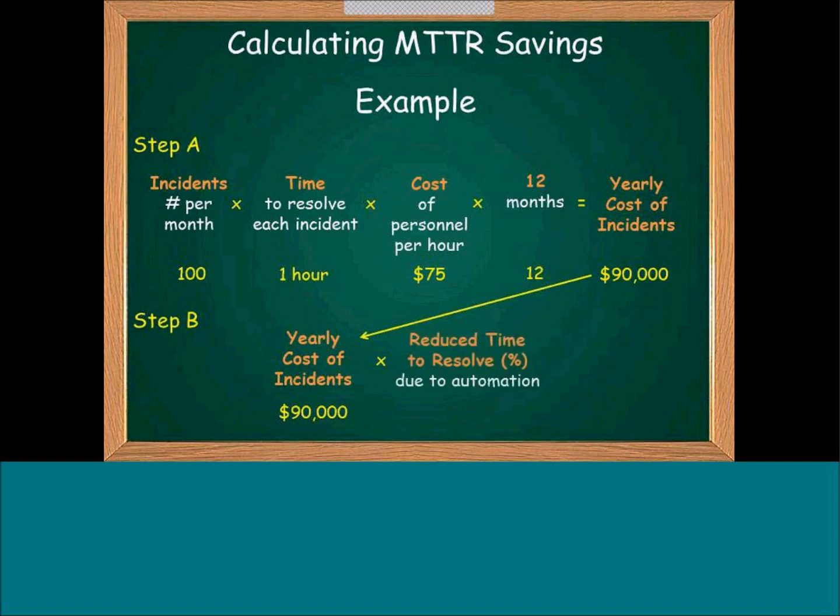We take that and we plug it into step B as our yearly cost of incidents, and we multiply that by the reduced time to resolve as a percentage due to IT process automation. Now, again, your mileage may vary, but we've had very good luck with our customers using automation to radically reduce the time it takes to resolve these incidents. And I will tell you that as a very conservative number, you can use 50% as a variable here to estimate how much you're going to save in the reduction of these costs. And if you do the calculation there, that means our yearly savings will be $45,000.